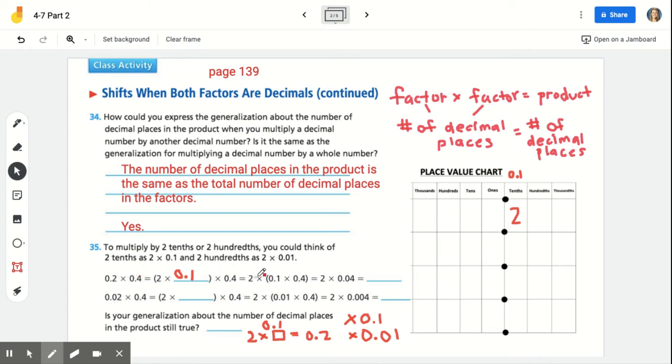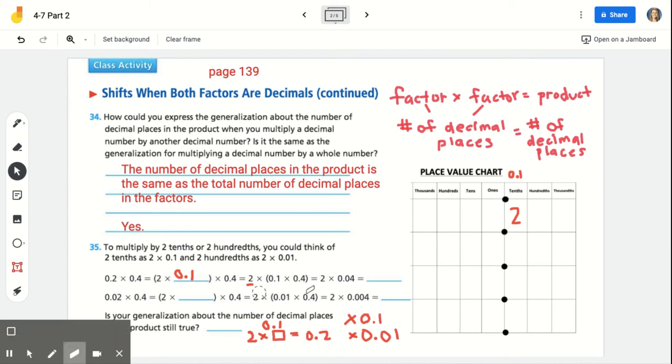Now we have 3 factors in our multiplication problem. 2 times 1/10 times 4/10. Okay, and the parentheses change because our focus is going to change here. So now we have our whole number out of here. So the 2 is out. And now we have 1/10 times 4/10.